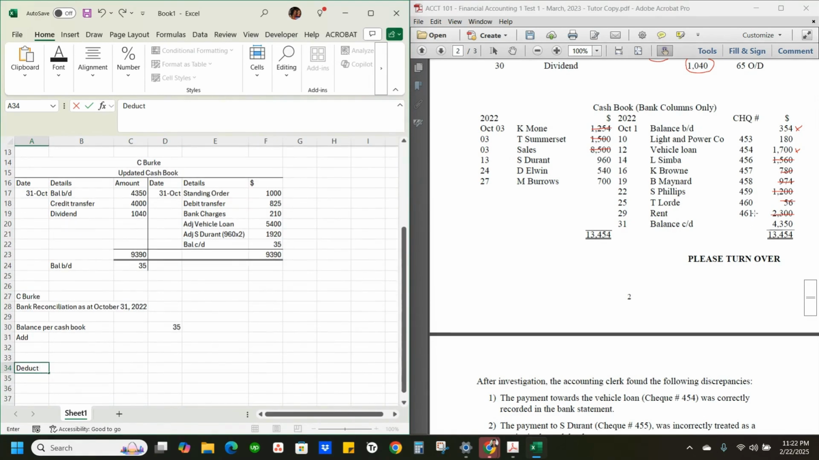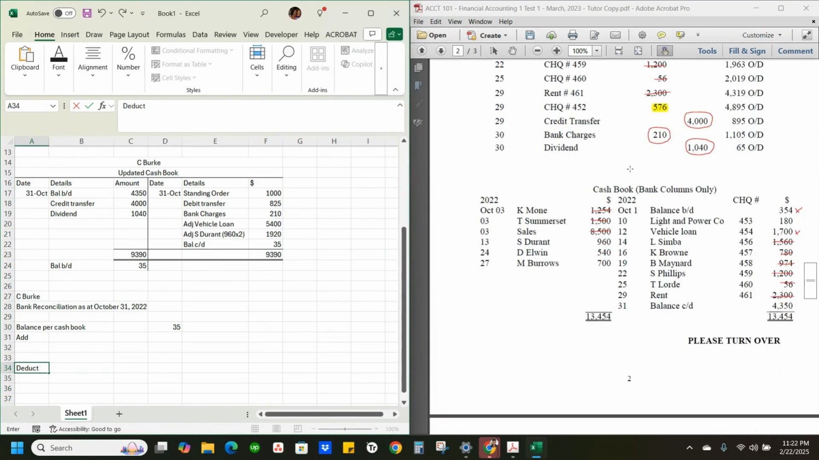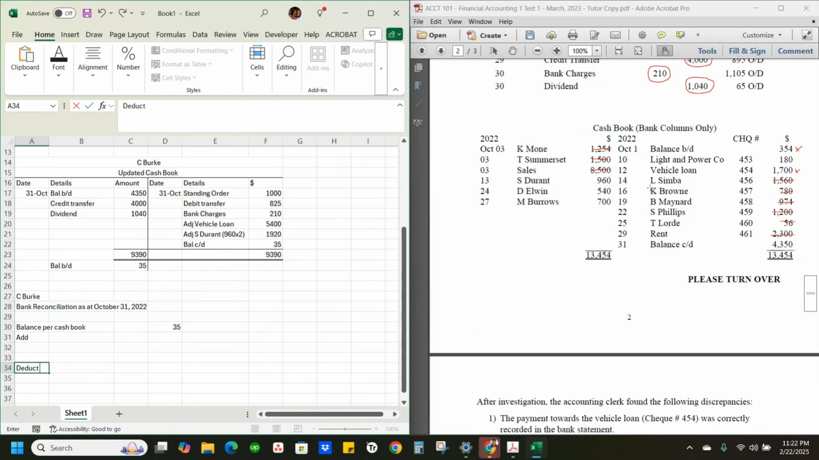So let's see what we have. We're going to look at the information that we did not select in our cash book to update our bank reconciliation. Okay, remember in the updated cash book we looked at the information from our bank statement to do that. So now it's time to focus on our cash book. So let's look at the unpresented checks we have, and I see one for light and power for 180. Is there anything else? Oh yes, there is.